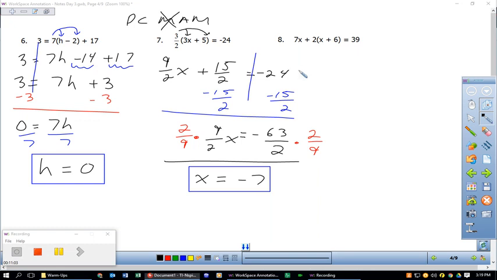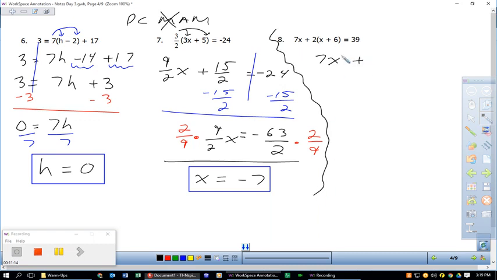Number 8, distribute the 2, so we'll have 7x plus 2x plus 12 equals 39. Combine like terms. These two on the left side, we get these two added together. So we get 9x plus 12 equals 39.